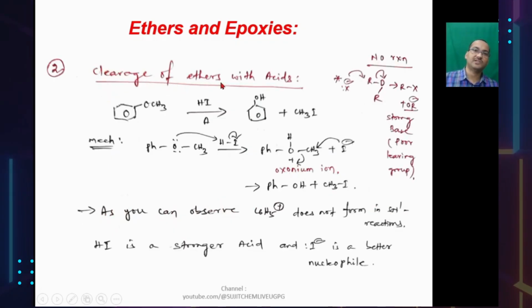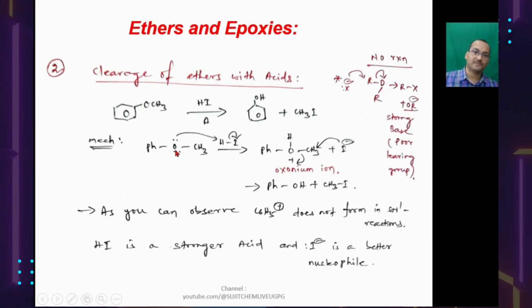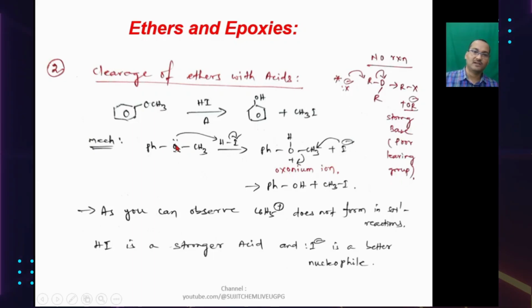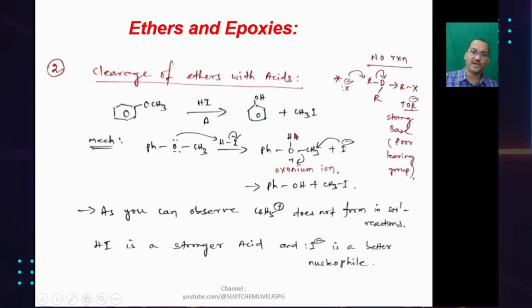The next is cleavage of ethers with acids. So we can have HI, hydroiodic acid, and we can have phenol and methyl iodide. So this oxygen lone pair can act as a nucleophile. It can attack hydrogen as H plus, and this H-I bond will break on I, so that becomes I minus. So we have this oxonium ion.